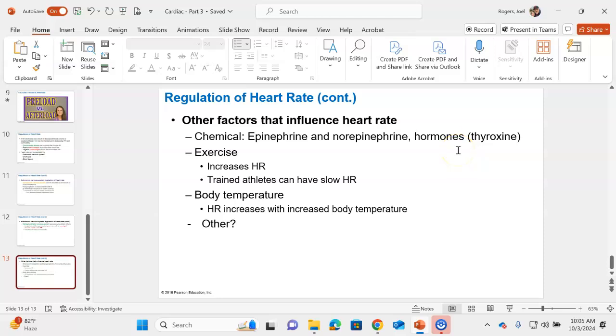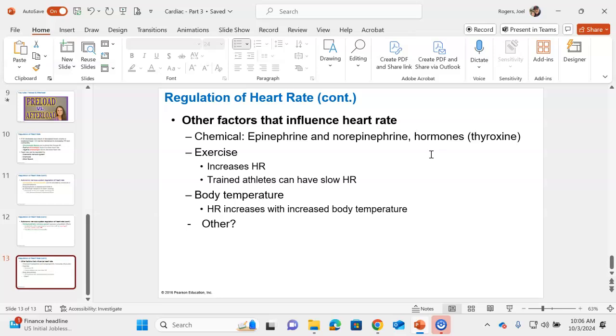But chemicals like these, epinephrine, norepinephrine, are going to increase heart rate. Thyroxine increases heart rate. There's other chemicals as well that could do it, like caffeine, for example. On the flip side, things that would decrease heart rate might be alcohol. Okay, alcohol is a CNS depressant. It's going to slow down CNS function. And remember, our medulla is in the CNS, so alcohol could actually slow down heart rate.